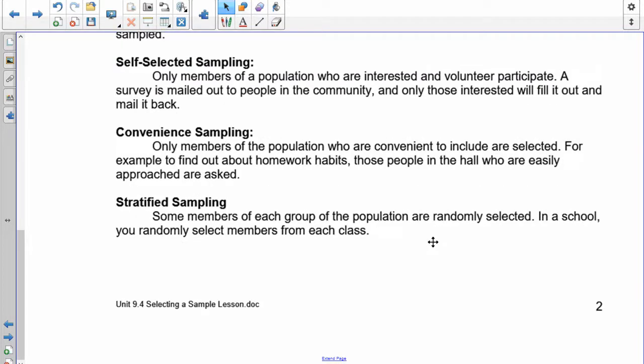To get around that, you do what's called stratified sampling. You go to each grade and you select the same amount of people from each grade randomly, so that each one of the groups is equally represented in your sample.